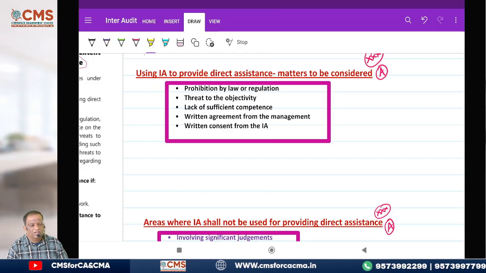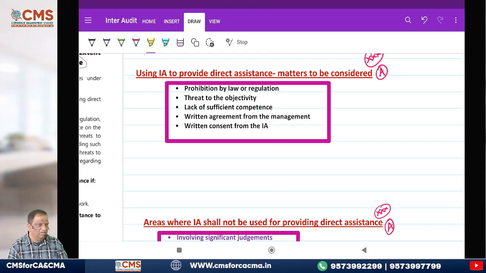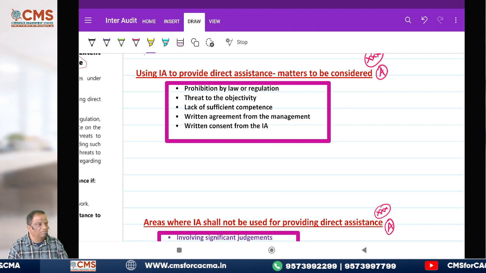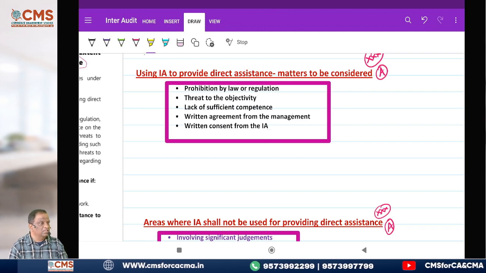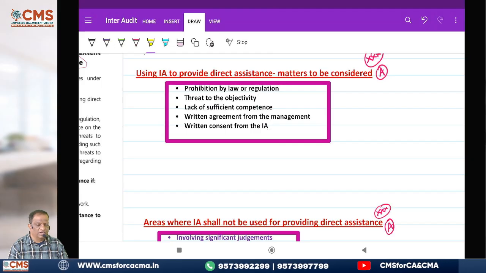Third point, lack of competence. If the internal auditor is not capable, because he is a youngster, just passed and all that, or he's a BCom guy only having tax consultancies and all that, then I don't want to use him. So I don't want to use the direct assistance.